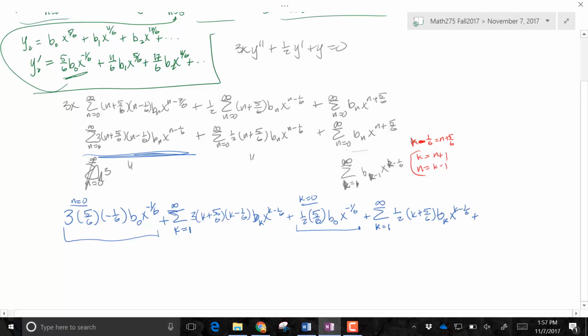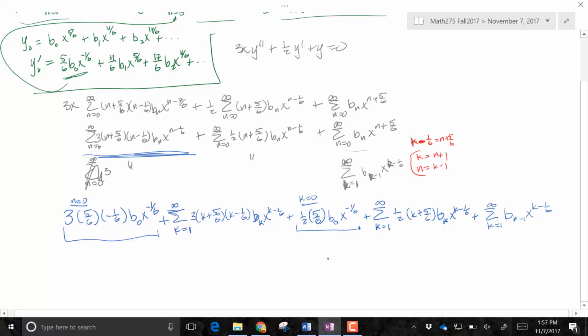And then the last thing I have here is my third series. k goes from 1 to infinity, b sub k minus 1, x to the k minus 1/6. And they all have x to the k minus 1/6, which is where I want to be. And then they all have the same index starting at k equals 1. And so let's take these ones that are underlined, and they both have an x to the 1/6 associated with them in the b naught.